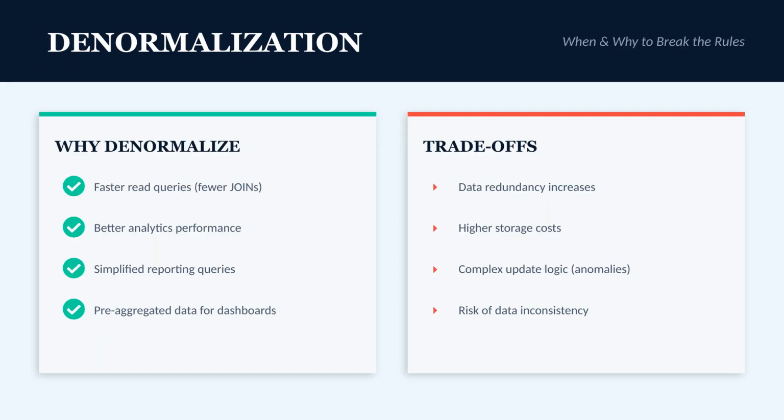Sometimes you break the normalization rules on purpose. Why? Faster read queries because fewer joins. Better analytics performance, simpler reporting queries, pre-aggregated data for dashboards. But there are trade-offs. Data redundancy increases, storage costs go up, update logic gets complex, and you risk data inconsistency. The key is knowing when the speed benefit outweighs the redundancy cost.